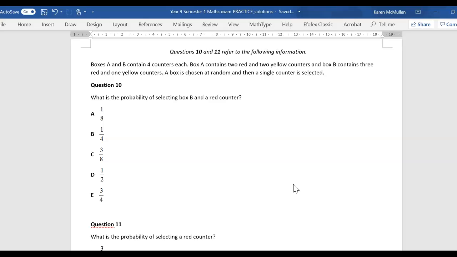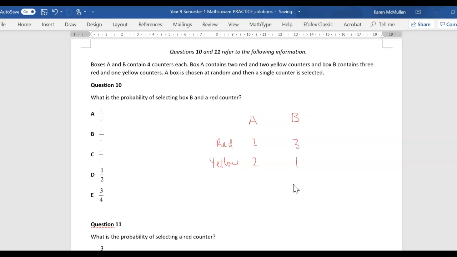All right, what we might do is actually display this in a table. So we've got box A and B, and we have red or yellow. Sometimes when there's a lot of words, and probability usually has a lot of words, it's better just to put it all into either a table or a diagram. So box A contains 2 red and 2 yellow, and box B contains 3 red and 1 yellow. So there's our information. A box is chosen at random and then a single counter is selected. What is the probability of selecting box B and a red counter?